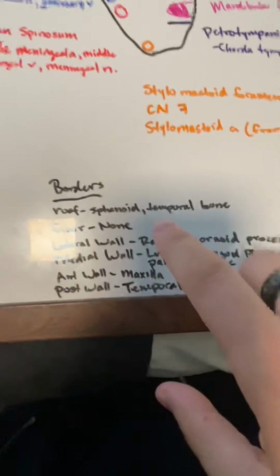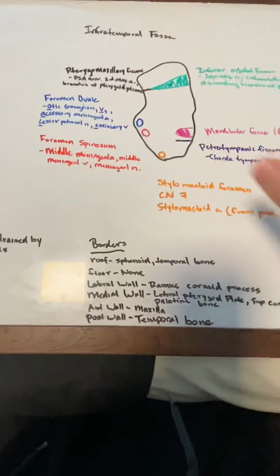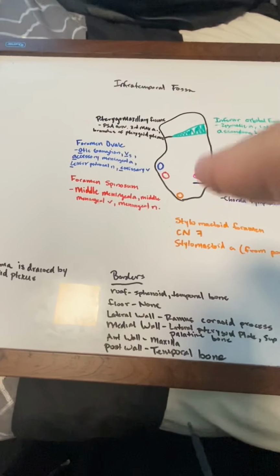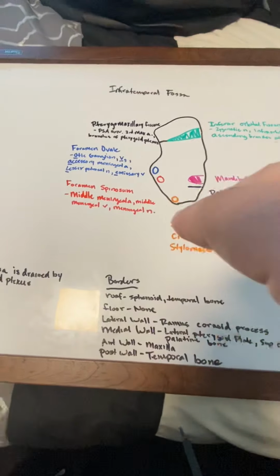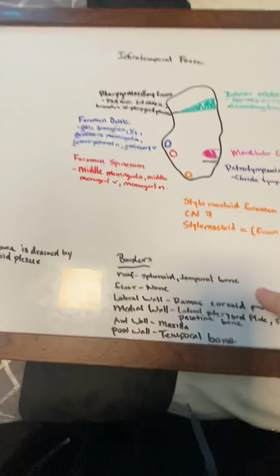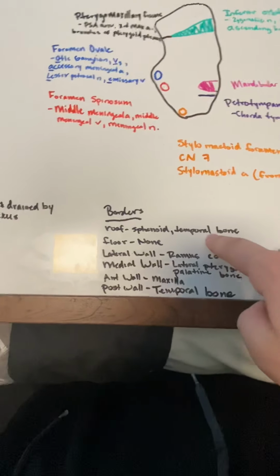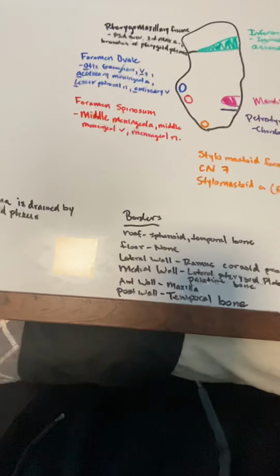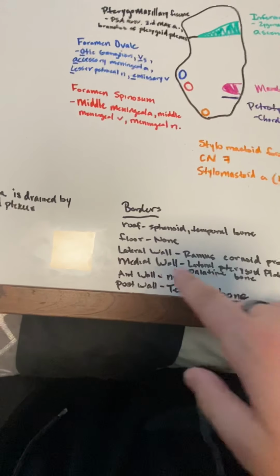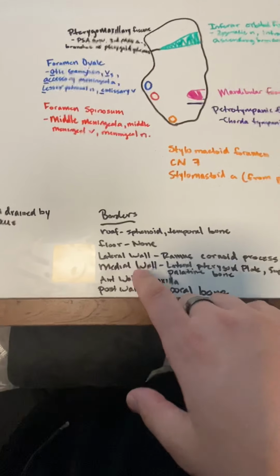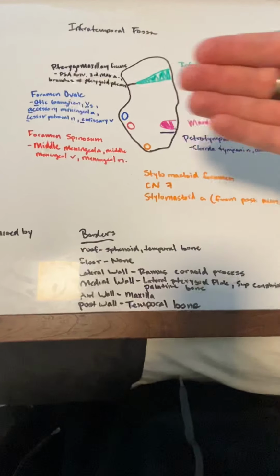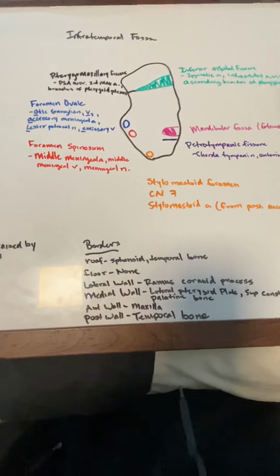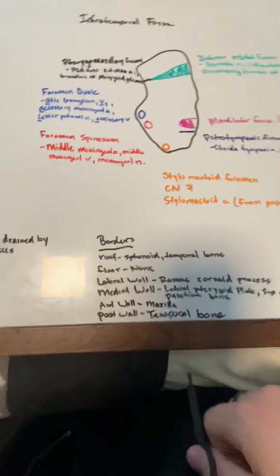So the borders, the roof, or the part that we can see right here, because we're looking up, like from inferior to superior. We're looking here, so this is the roof. It's the sphenoid and the temporal bone. The floor, right? We're able to look through because there are no structures there, so there's nothing there. The lateral wall, so we're coming from the lateral, is going to be the ramus and the coronoid process. It's not in the image, but it's obviously there.